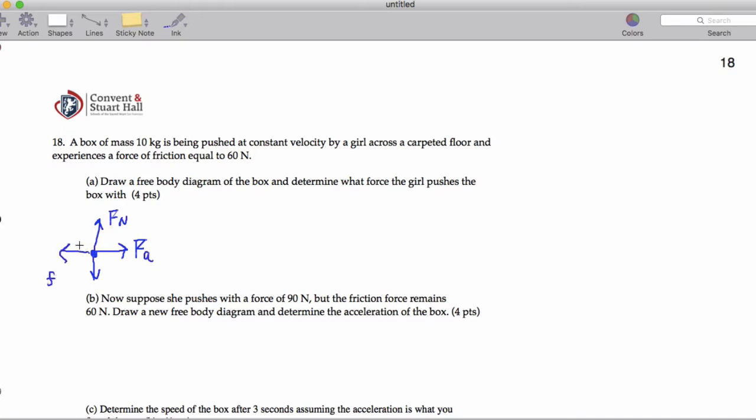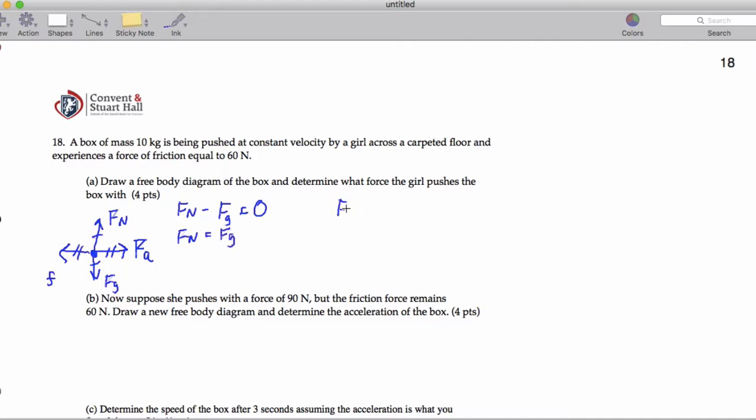Everything balances. Now, I saw a lot of work skipped. For full credit, I need to see the following. I need to see that you are clear on the fact that the vertical forces balance. So that means Fn balances Fg. That's true, but it's not helpful.